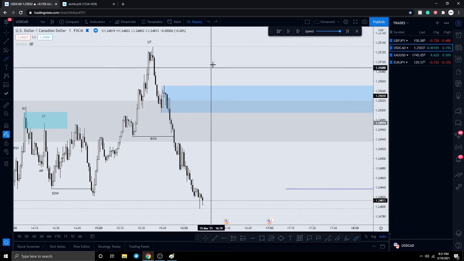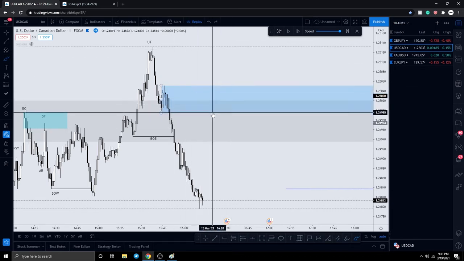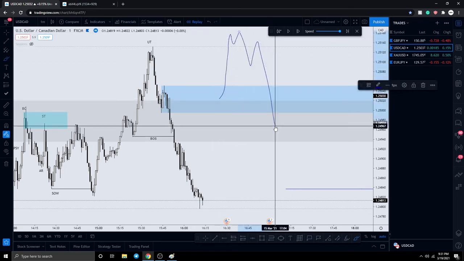And I know I haven't seen my UTAD yet, but if the market doesn't react off of this level, I'll simply wait for the UTAD to happen, and then a retest, and then a continuation towards the downside.